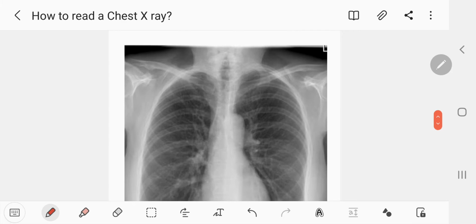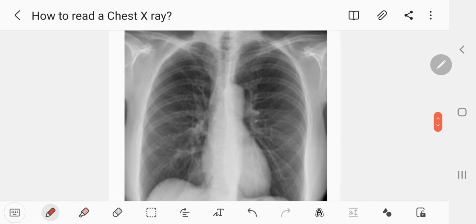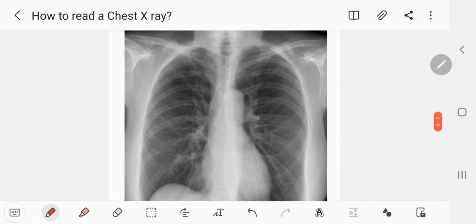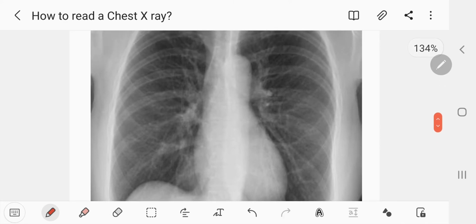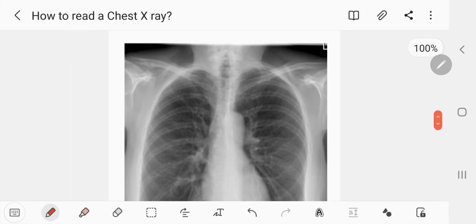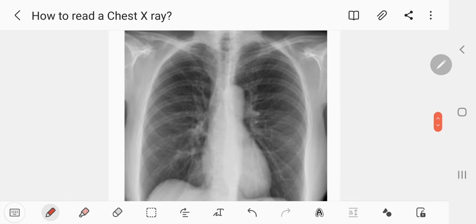For example, ribs. Now, how do you know how many ribs you should see in a chest X-ray? Well, you might be surprised, but a certain number of ribs need to be seen in a chest X-ray, and if fewer ribs are seen, then this chest X-ray probably is not a good one, and it's not taken in an inspiratory position, but rather in an expiratory phase of breathing.